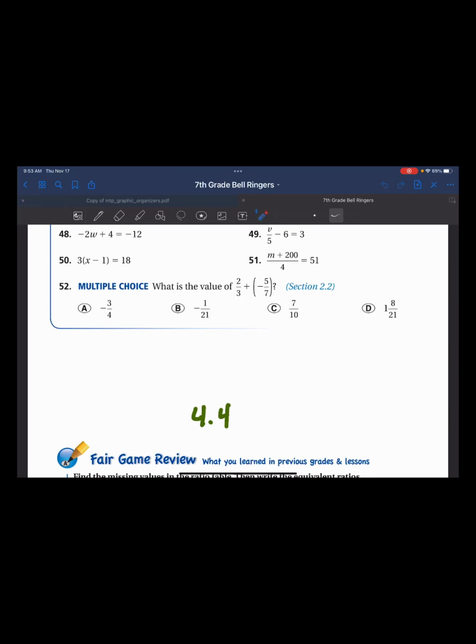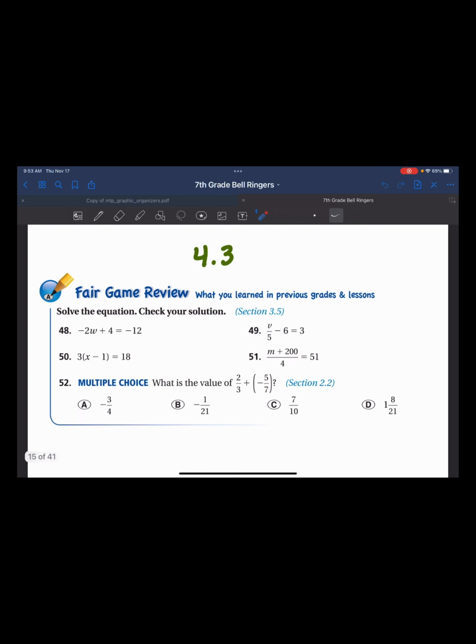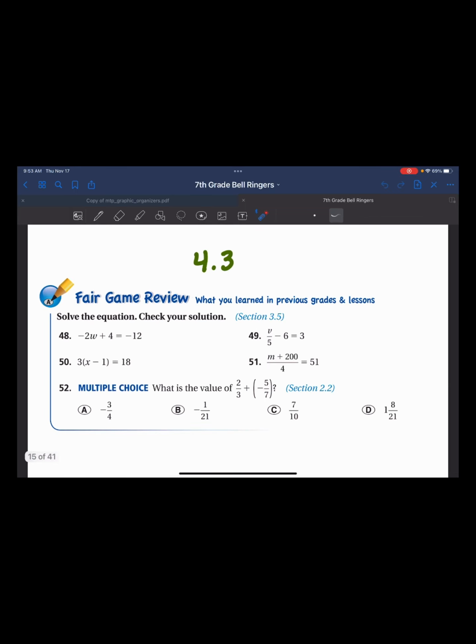Hi 7th graders, today we are going to go over 4.3's lesson. You will have a bell ringer to go with it, so go grab a bell ringer, have a seat. I'm going to help you guys with the bell ringer a little bit before you get started on it.